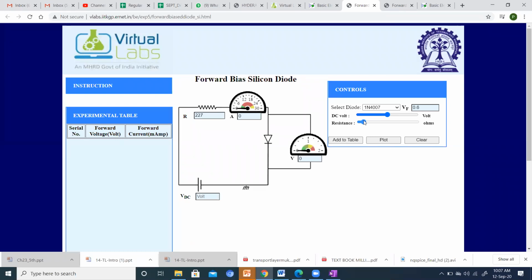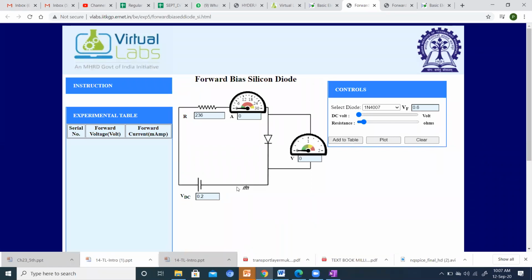Okay, guys, approximately I'm taking 200 or 236 here appears. Next, keep the DC voltage at zero mode. So our minimum mode. Now change the DC value.